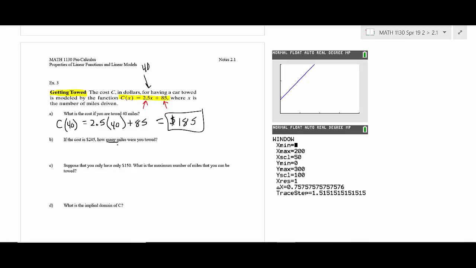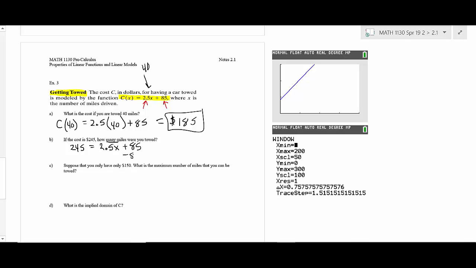Two choices, C or X. Which one? C. Okay, that's a cost, right? So you're going to say 245 equals 2.5x plus 85. X is the number of miles, so you've solved that equation, and that tells you how far you drive to get that cost, okay?